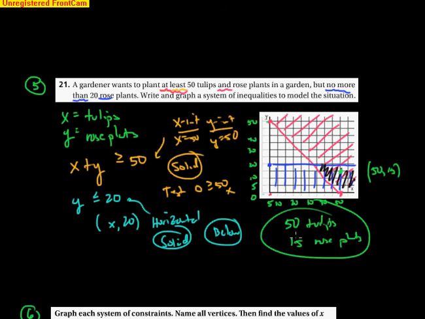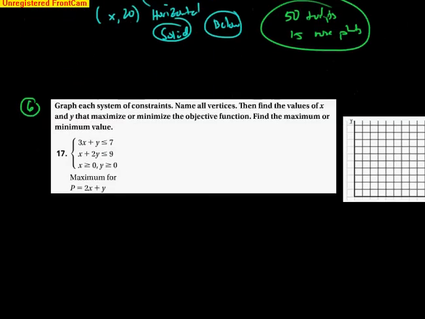Well, you have 65 total, which is greater than 50. That's what you want. And your rose plants are less than 20, which is also what you want. So this is a great example of a set of tulips and rose plants that will fit this system of inequalities. Okay. All right, good.